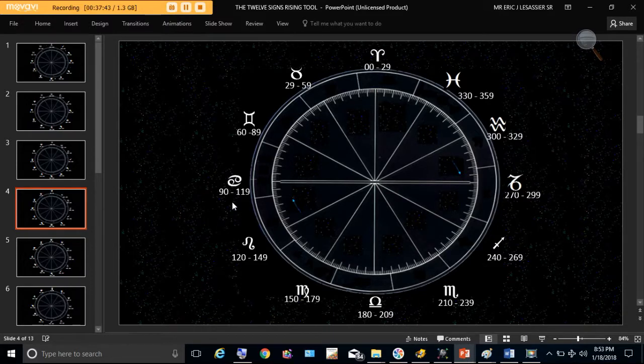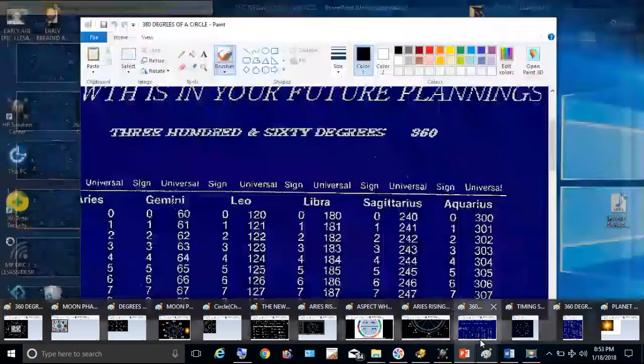So to reiterate, when Cancer is rising, you can see the seasons there. This is the Cancerian solstice, and it starts at 0 and goes through 90 degrees, as I showed you on the 360 degree chart. See if I can pull it up, if it's available.